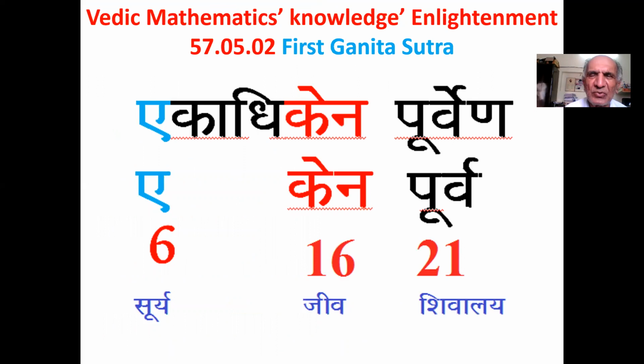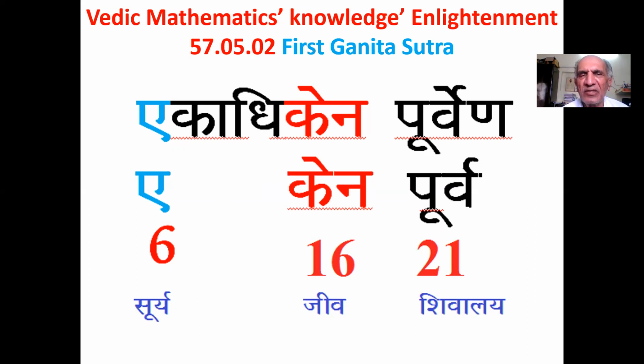The first Ganita Sutra text, Eka Adhiken Purven, is on the computer screen. Let us visit this text. Let us see, its first letter is the sixth vowel leading to value 6, which is a Surya Ank. So this beginning naturally points out how the Vedic systems are trying to chase the existence phenomenon, beginning with the role of Surya, Sun.